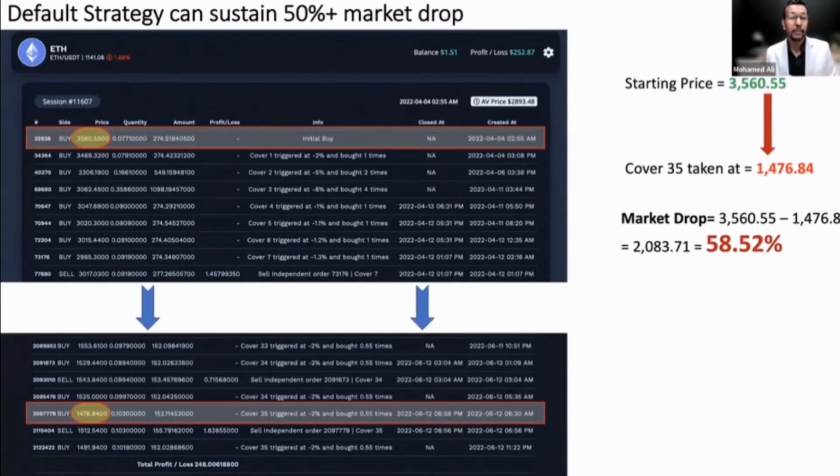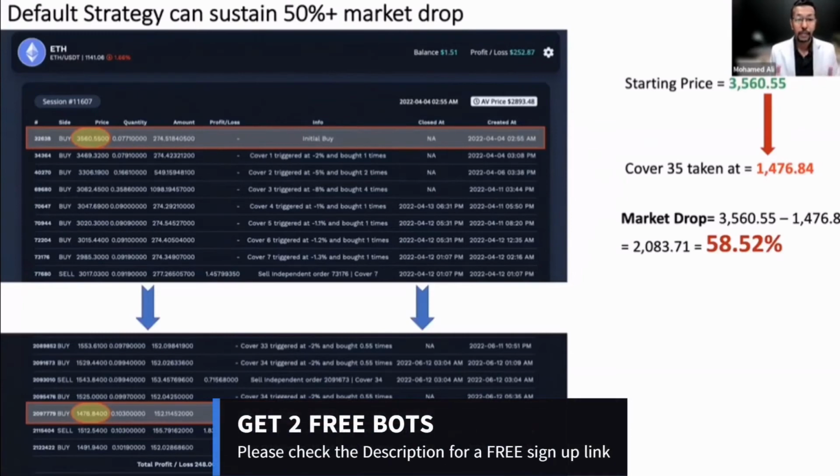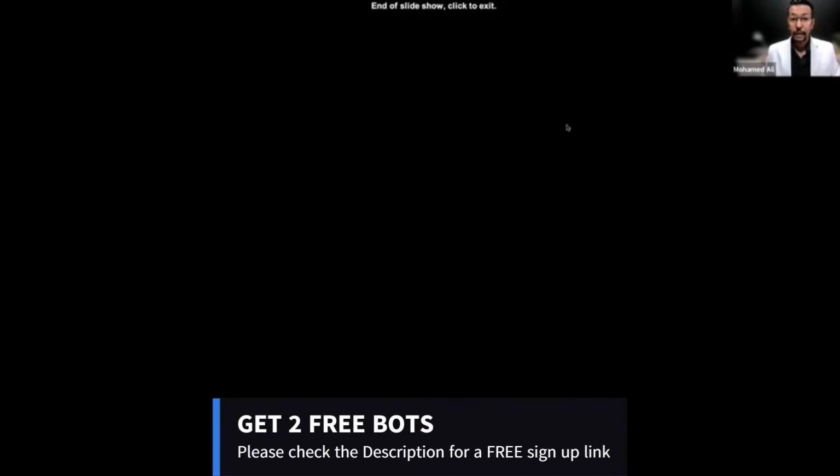The minimum is 50%, but it can go more than 50%. As you can see, this is a live example. It sustained up to 58.52%. It could be more, it could be lesser than this, but the minimum is about 51%. That's all I have today on the slides.